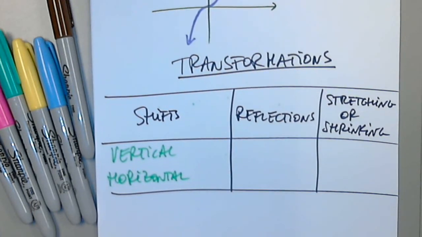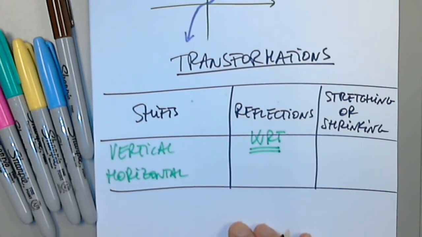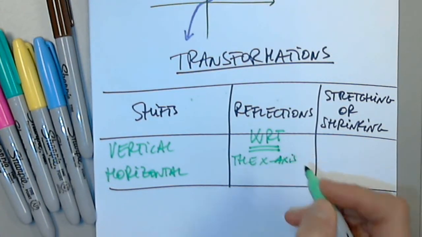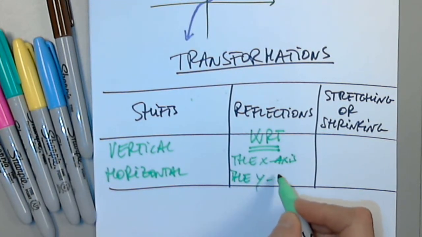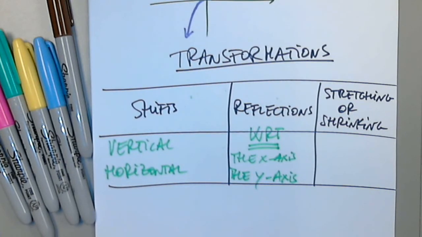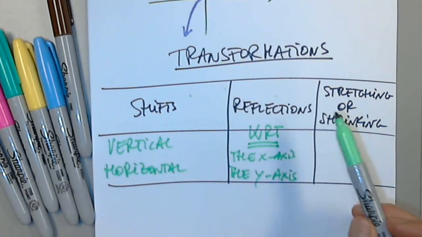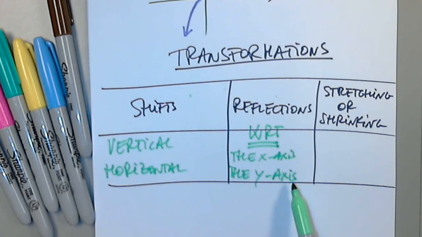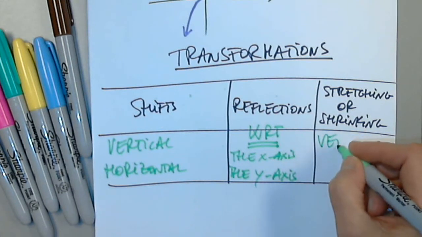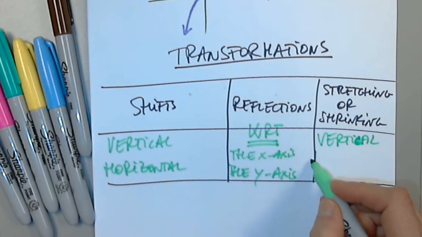The second one has 2 possibilities. WRT stands for with respect to the x-axis or the y-axis. Not the origin. No. So one more time: shifts, vertical, horizontal; reflections with respect to the x-axis or the y-axis; and stretching or shrinking will be vertical or horizontal.